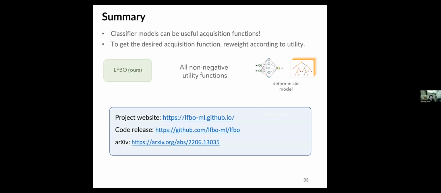So to summarize, we show that in the Bayesian optimization procedure, you mostly care about the acquisition functions. So instead, you can actually use classifier models to serve as acquisition functions, which could be useful in a lot of cases where getting a good kernel is hard, such as hyperparameter tuning or neural architecture search. And to distinguish our work from the previous LFBO work, which also used classifier models, we extend the case of probability of improvement to any desired acquisition function constructed by expectations, simply by reweighting according to non-negative utility functions.